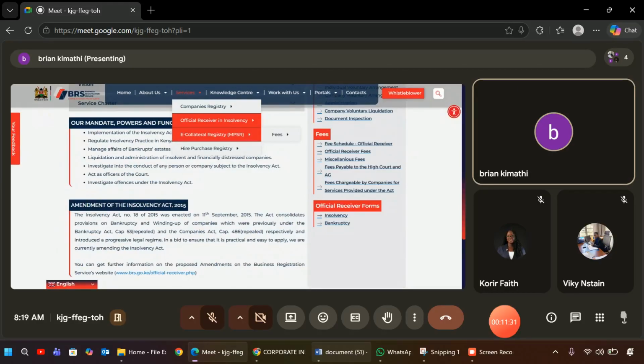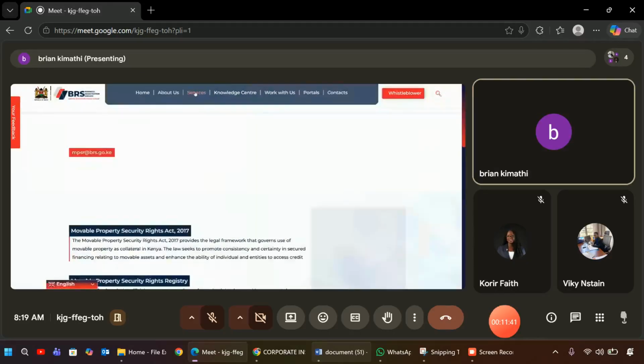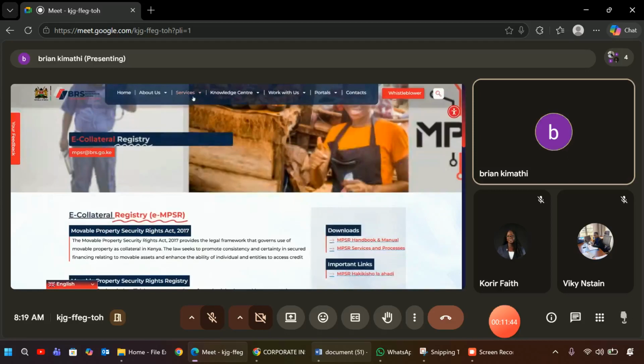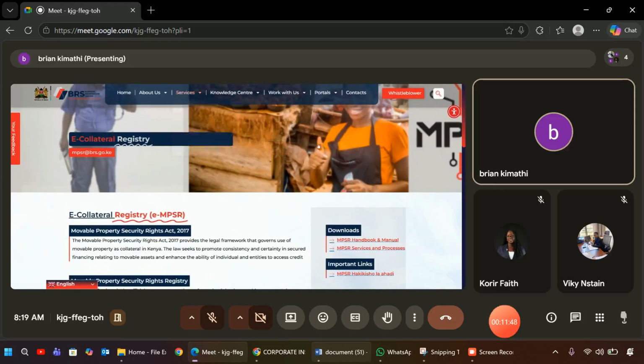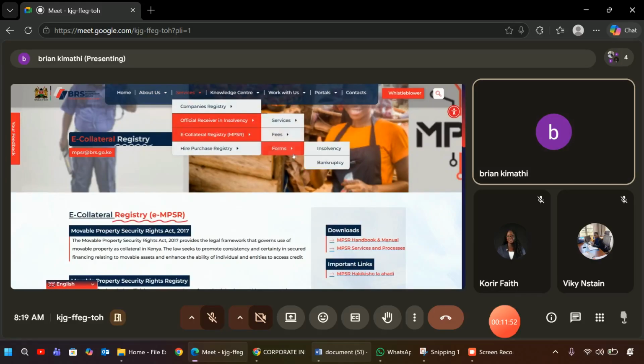It's about charges, like charge and discharge. With a loan, you charge, and when you repay the loan, you discharge. That's it. That's all about MPSR. So we will go through that at some point. Then there is the official receiver. Here there are forms. This is a part I wanted us to go through very fast, and then I go back to the portal itself.